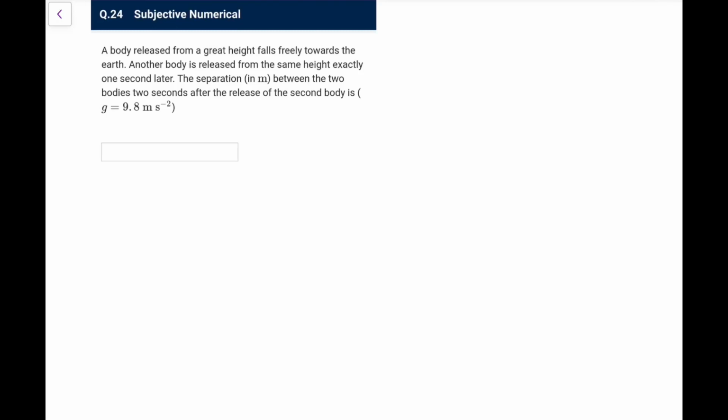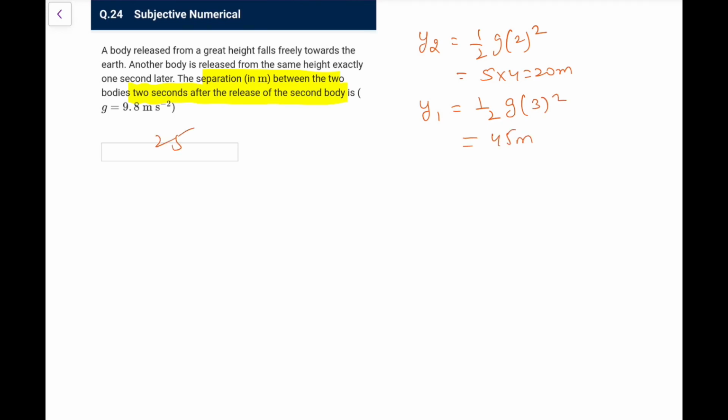Next, a body is released from a great height and falls freely towards the earth. Another body is released from the same height exactly 1 second later. The separation between the two is asked 2 seconds after the release of the second body. The second body has traveled y2 = half g into 2 square, because it is dropped, so 5 into 4, 20 meters. But for the first body it would be 3 seconds, because 1 second earlier, so half g into 3 square, that would be 45. So the gap is 25. I have taken g to be 10.